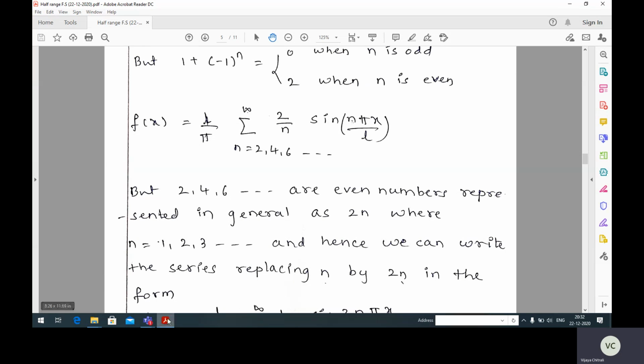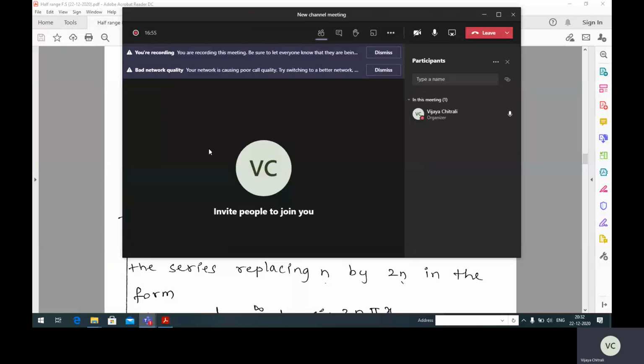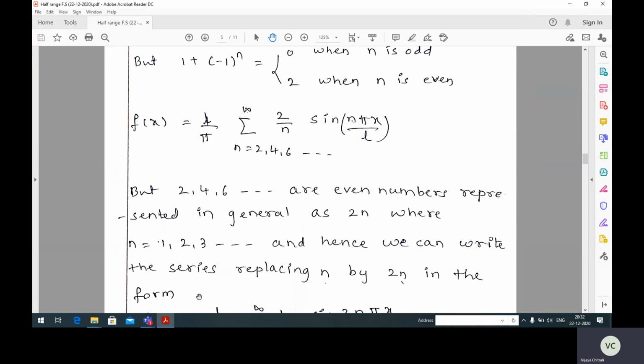we get is equal to 1 for n is equal to 1, 2, 3, and so on. And hence we can write the series by replacing n by 2n in the form.